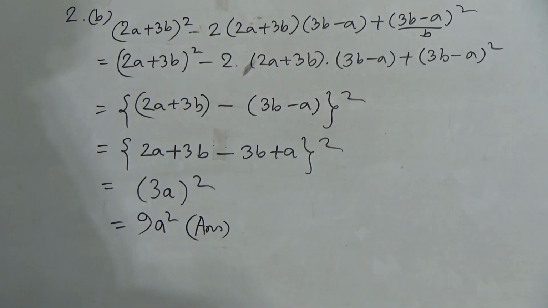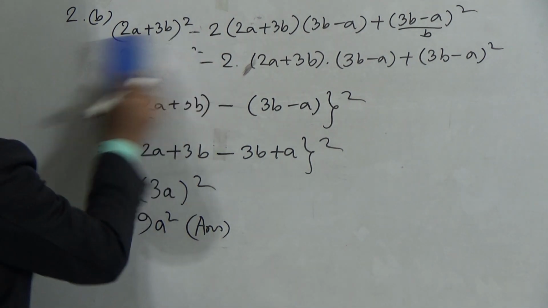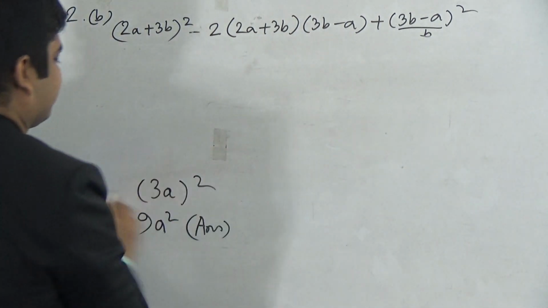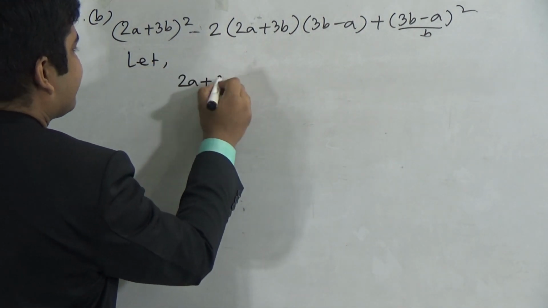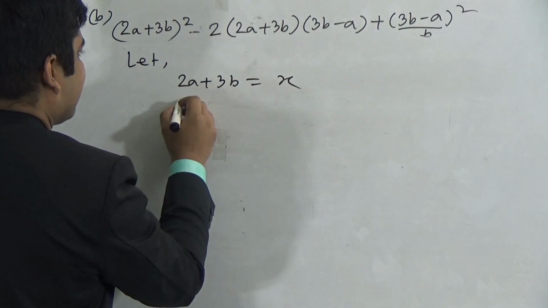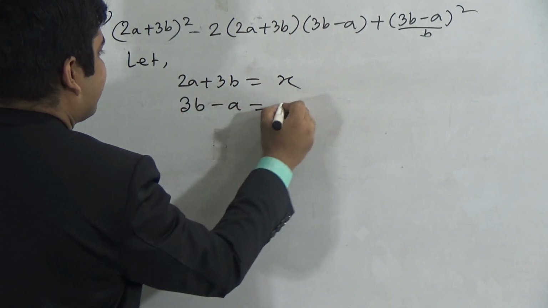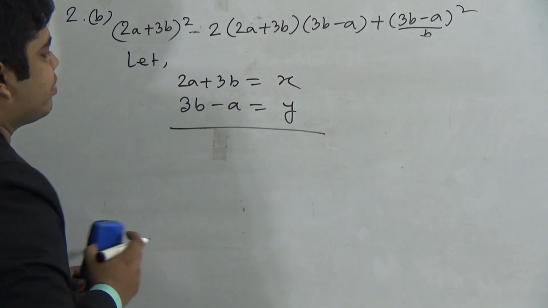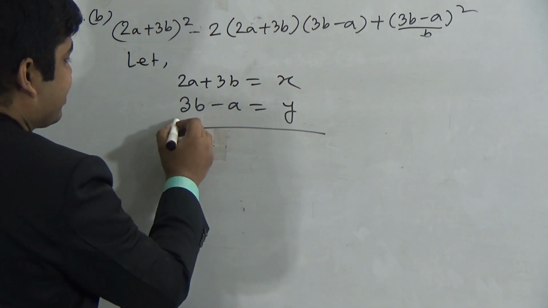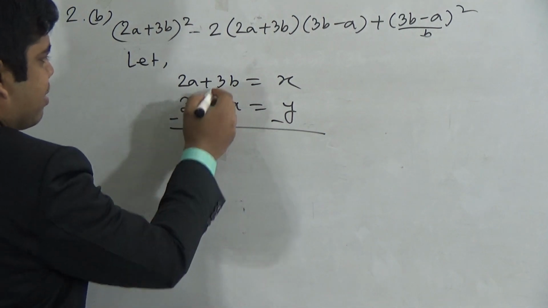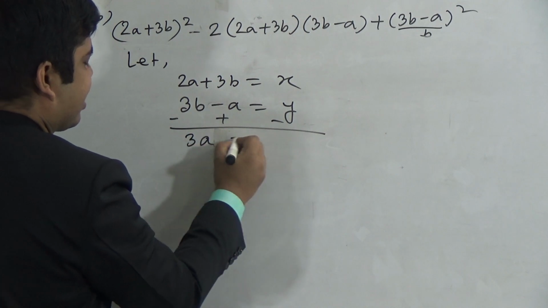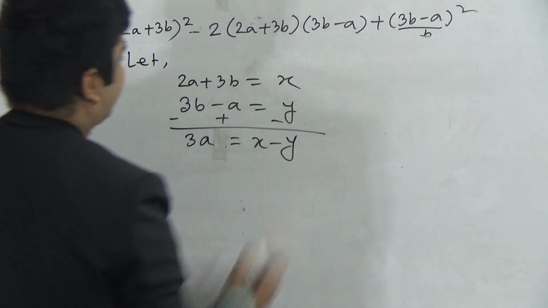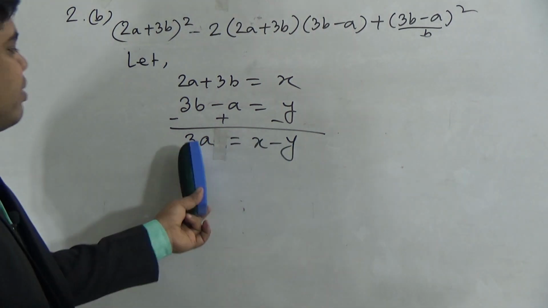This is one method. We can solve this math by another method. Now we solve this by that method. Let 2a + 3b equal x and 3b minus a equal y. Now we do the subtraction: plus 3b minus 3b, both cancel, and 2a plus a is 3a, which equals x minus y. So my dear students, x minus y equals 3a.